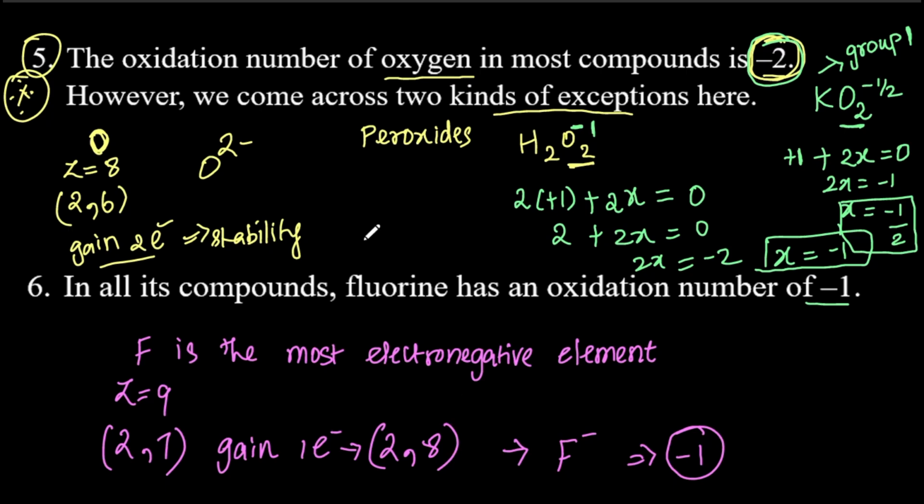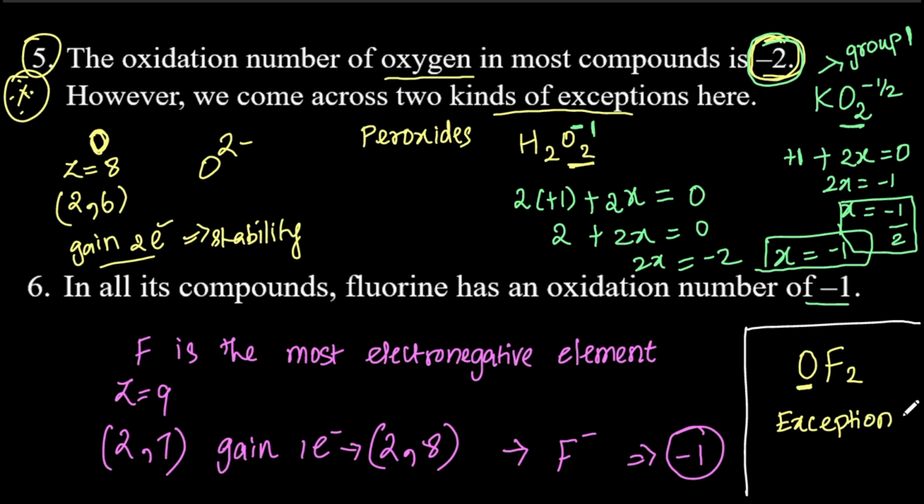Now, with this in mind, find the oxidation state of oxygen in this compound, OF2. So this is also an exception, an exception of the oxidation state of oxygen. Why I am telling this is an exception is, in most cases it is minus 2 only. But in this compound, the oxidation number of oxygen is not minus 2. So you find the answer and tell me in the comments. So let us see the next rule.